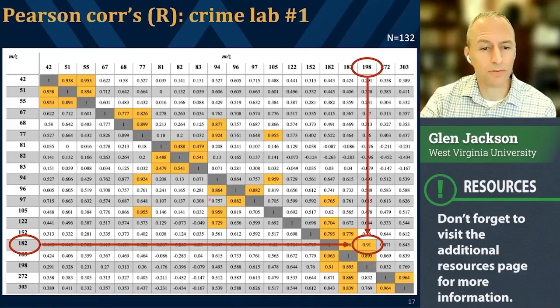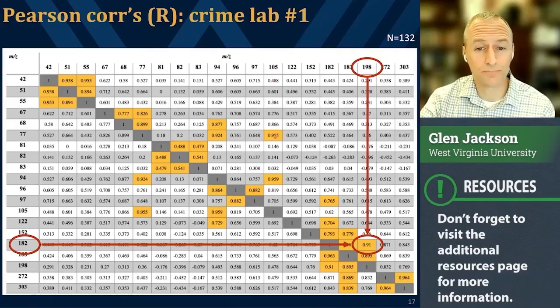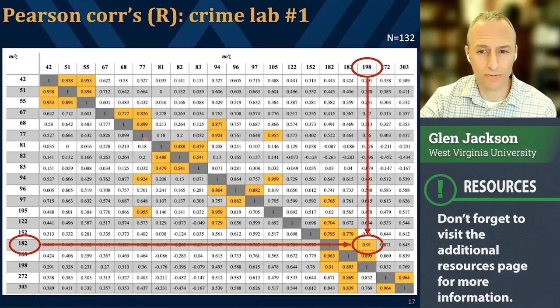There are some exceptions. For example, m/z 77 and 105 are tightly correlated, and this is because the formation of 105 from cocaine simply uses CO to form 77. Sorry, it uses CO to form 77. So there's a fragmentation pathway that leads from 105 to 77.